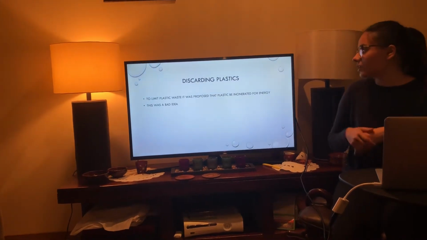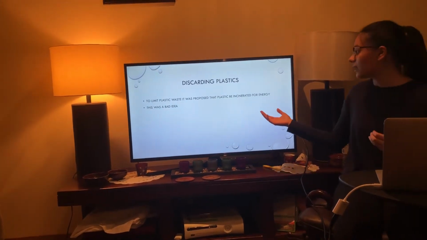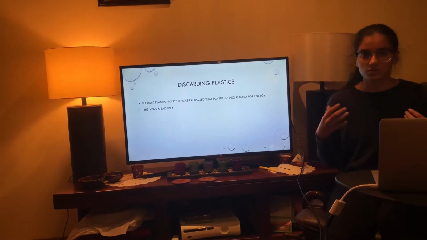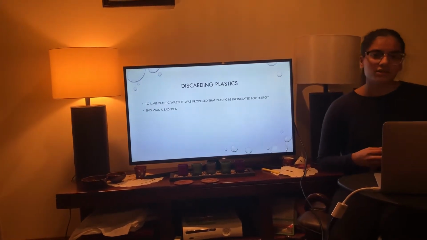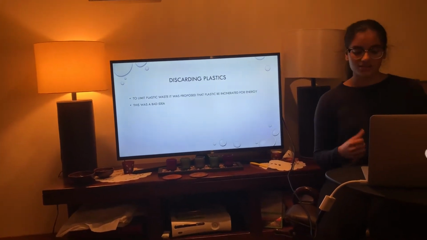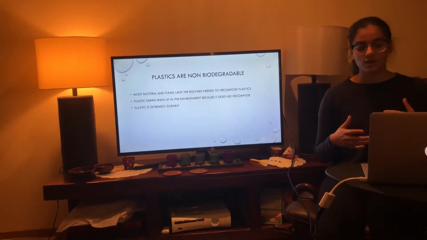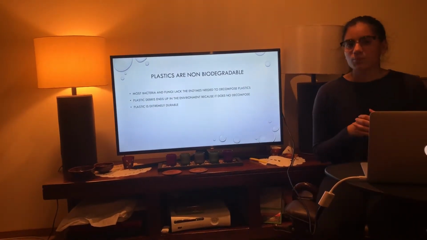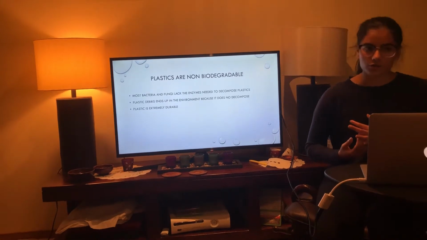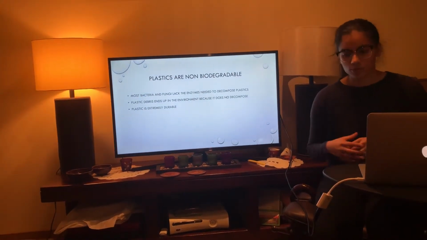So they've come up with ways where you can discard plastics, and they thought that burning plastic to get energy was a really good idea, but in actuality it releases a lot of greenhouse gases, so it's really bad for you and the environment as well. And the problem that we have with plastics is that they're non-biodegradable. They're very durable, so they don't break down.